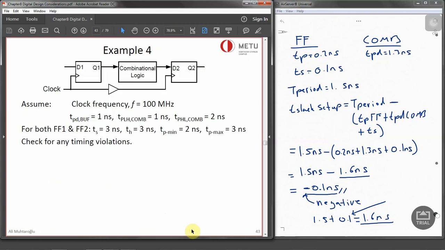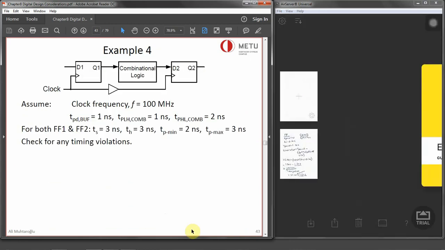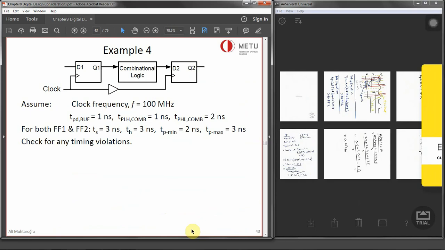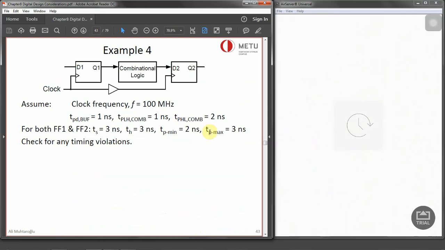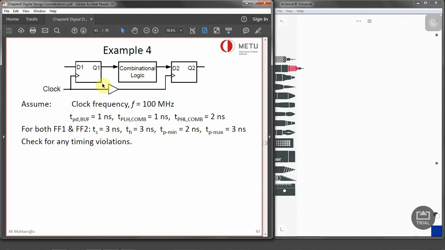Next example shows over here. Example 4: we have flip-flop 1, the combinational logic and flip-flop 2, and of course we have a buffer on the clock path, so there will be a skew of 1 nanosecond from flip-flop 1 to flip-flop 2. For both flip-flop 1 and 2, the setup time, hold times, and the minimum and maximum propagation delays are given. The combinational logic maximum and minimum delays are given. Check for any timing violation, it says.